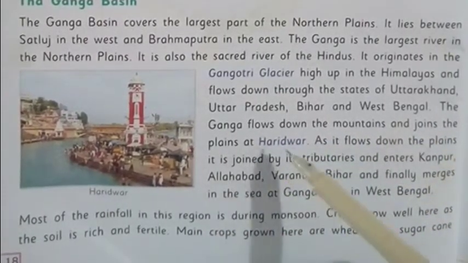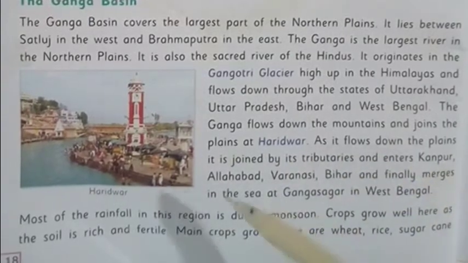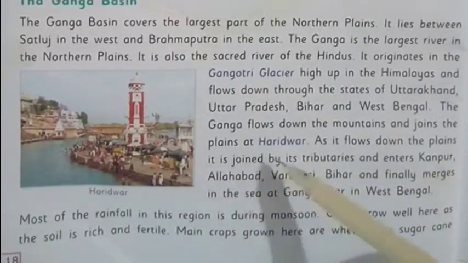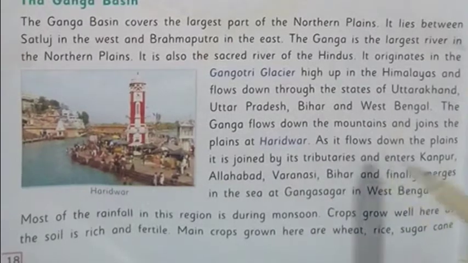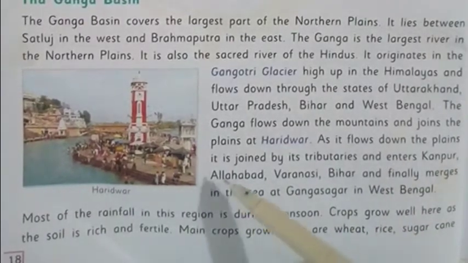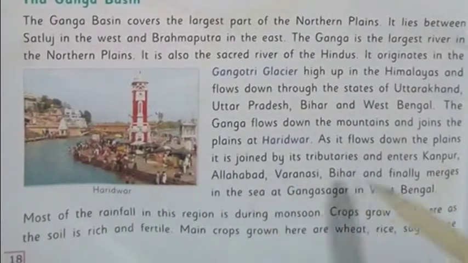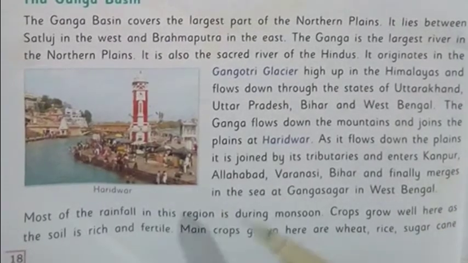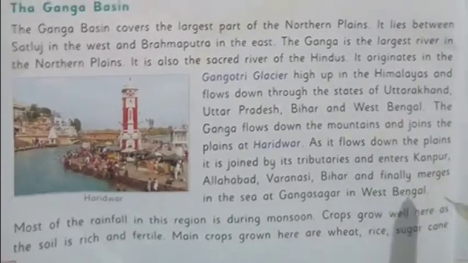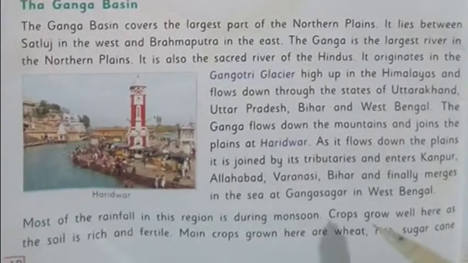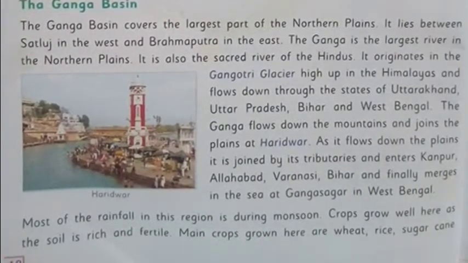The Ganga flows down the mountains and joins the plains at Haridwar. As it flows down the plains, it is joined by its tributaries and passes Kanpur, Allahabad, Varanasi, Bihar, and finally merges in the sea at Ganga Sagar in West Bengal.